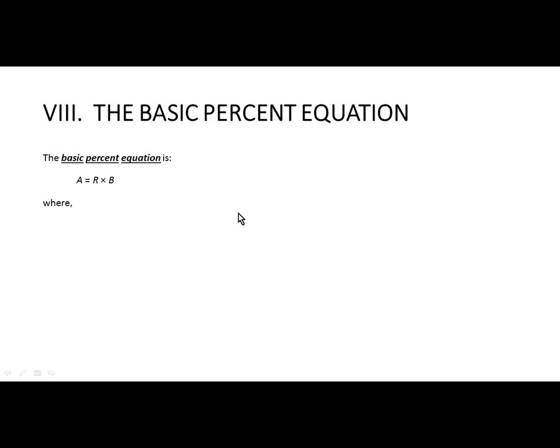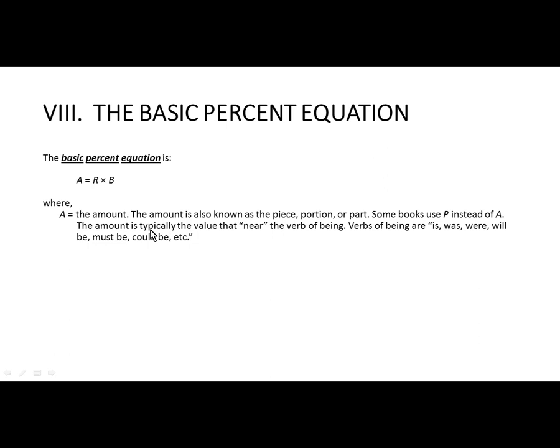So now, what do these letters stand for? A is equal to the amount. The amount is also known as the piece, portion, or part. That's why some people use P. So the amount is typically the value near the verb of being. Verbs of being are is, was, were, will be, must be, could be, and so forth. So again, the amount, the A, it's near the verb of being, usually.